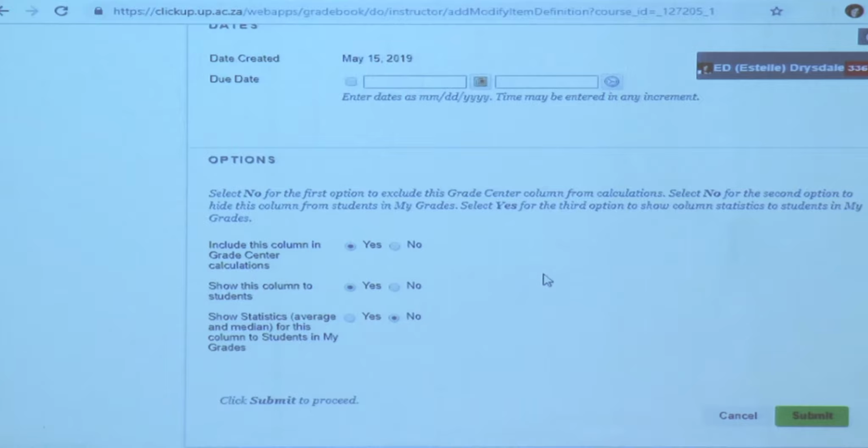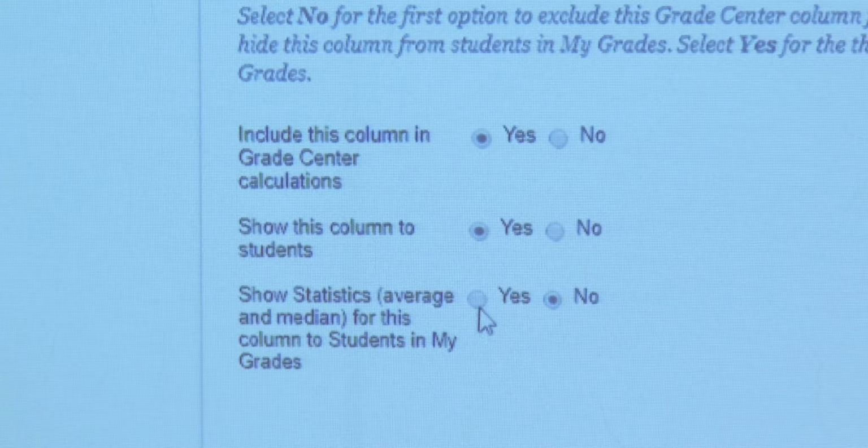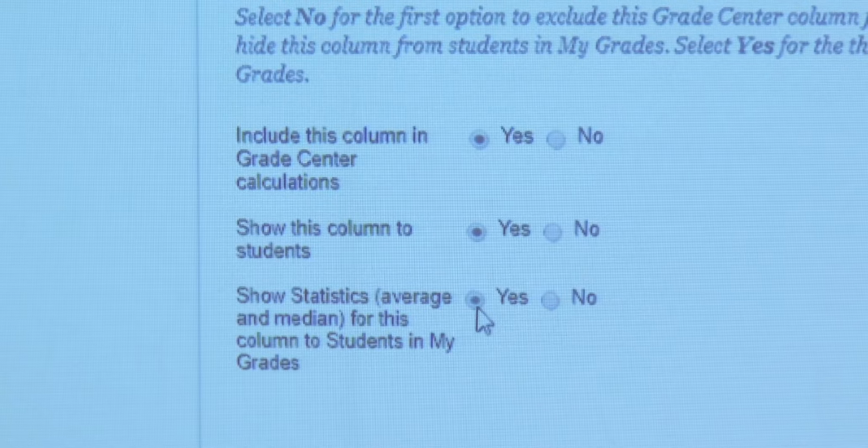Then, show this column to students. Then you have to make a decision. Do I want them to see it already, or do I first want to grade everyone's assignments before I make the column visible? That is better practice. And then the last option there is show statistics. So please switch that on.